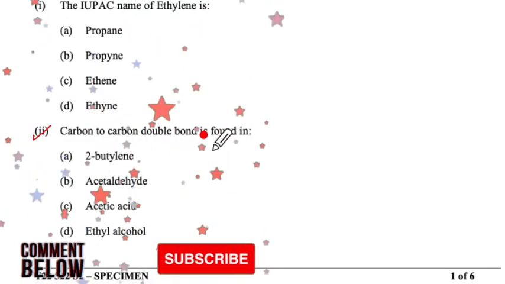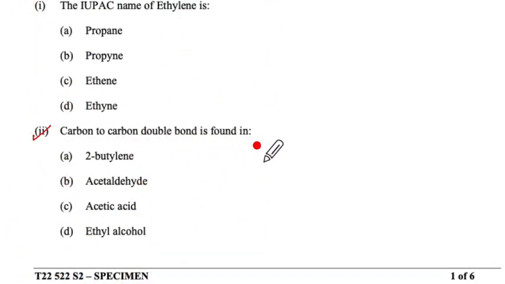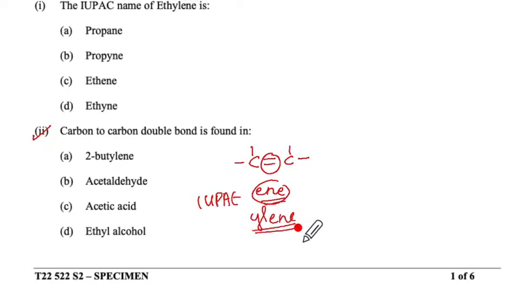Our second subpart of question 1: carbon to carbon double bond is found in. Now a carbon to carbon double bond will give us ene as the suffix. Where is ene? You cannot see it anywhere here. But we know that if it is ene in the IUPAC name, it becomes ylene in the common name. Which of these is having ylene? So this is actually 2-butene, because ene and ylene are replaced with each other when we convert from one naming system to another. So our correct answer is this.